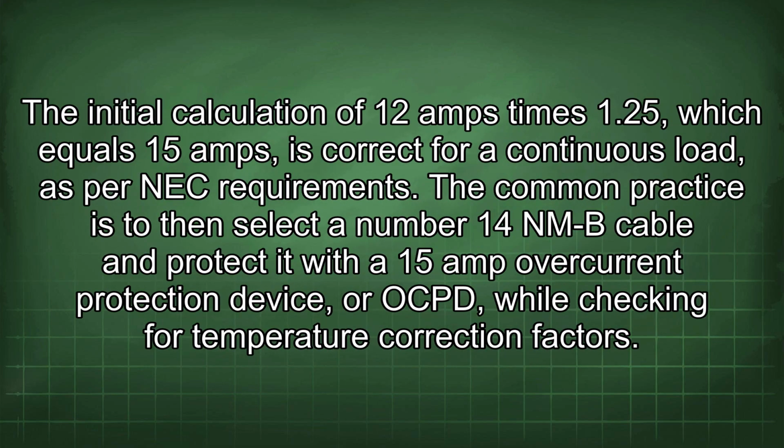The initial calculation of 12 amps times 1.25, which equals 15 amps, is correct for a continuous load, as per NEC requirements. The common practice is to then select a number 14 NM-B cable and protect it with a 15 amp overcurrent protection device, or OCPD, while checking for temperature correction factors.